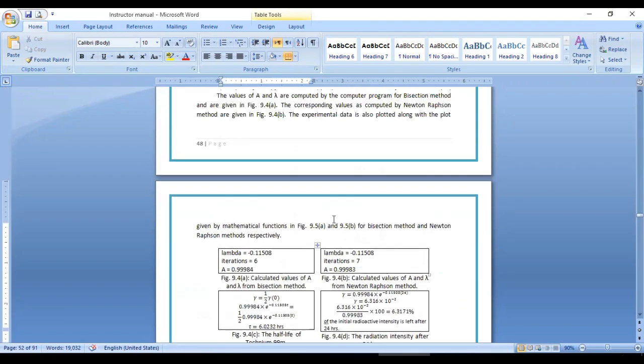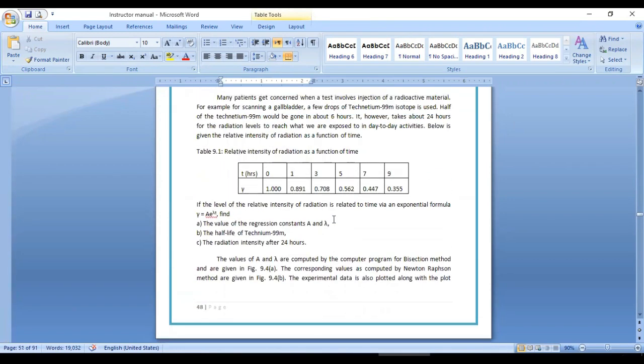So that is all about our today's discussion on nonlinear regression. I hope you have enjoyed and understood the contents of this lecture.